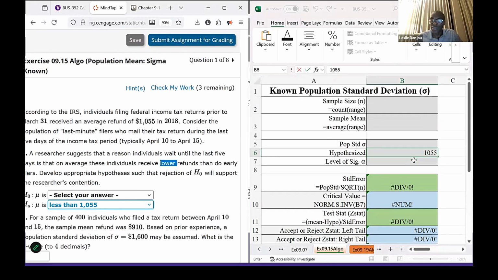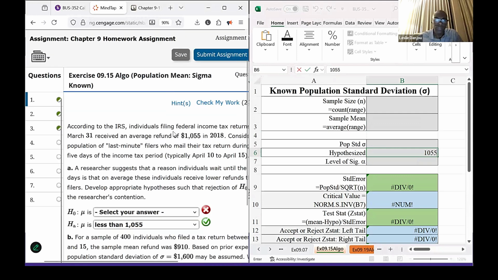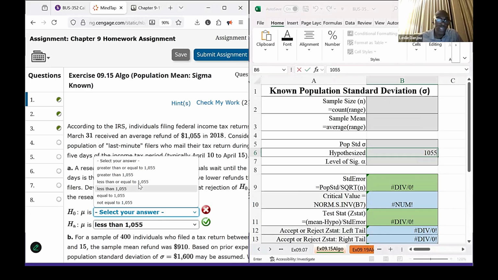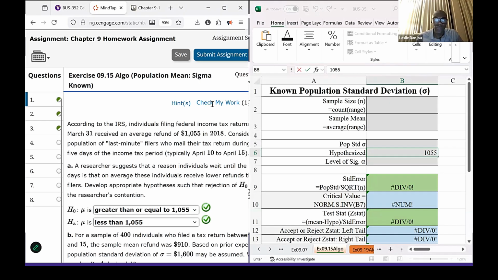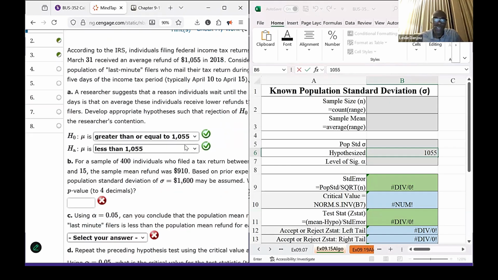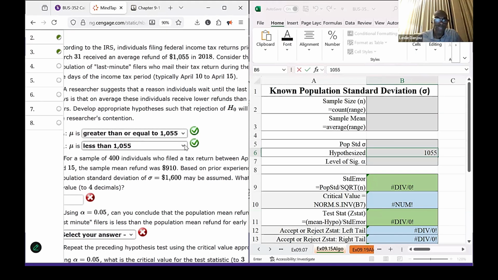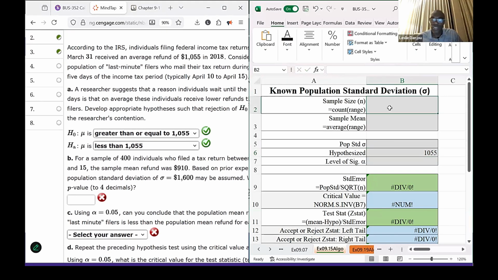Let me see if there's a spot for this. No, I'm going to check my work. Yes, sir. So my null is going to be greater than or equal to. Good. Now that I have that, I can put in my sample data, whatever your sample size. It is a sample of 400, which is good. It is better than 30.